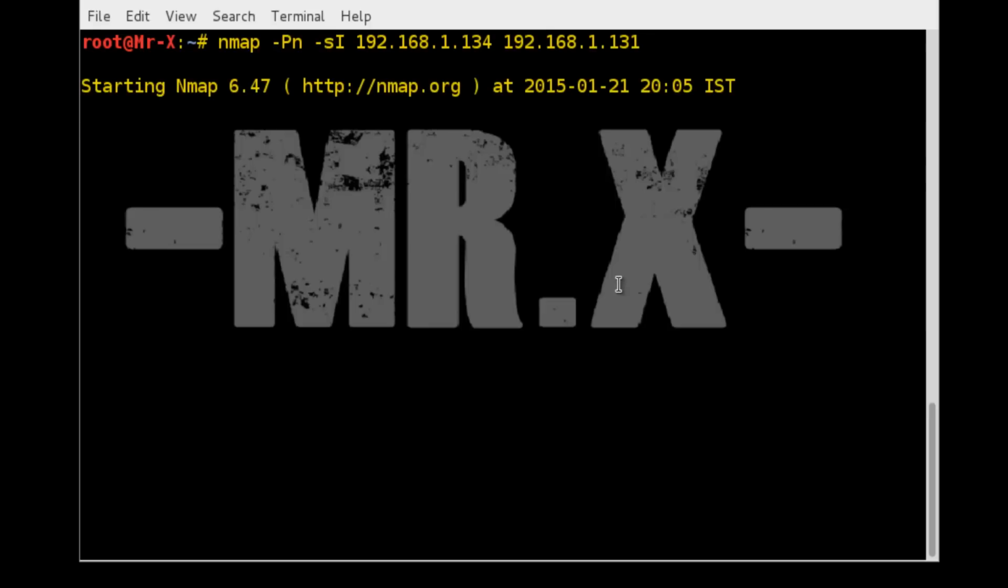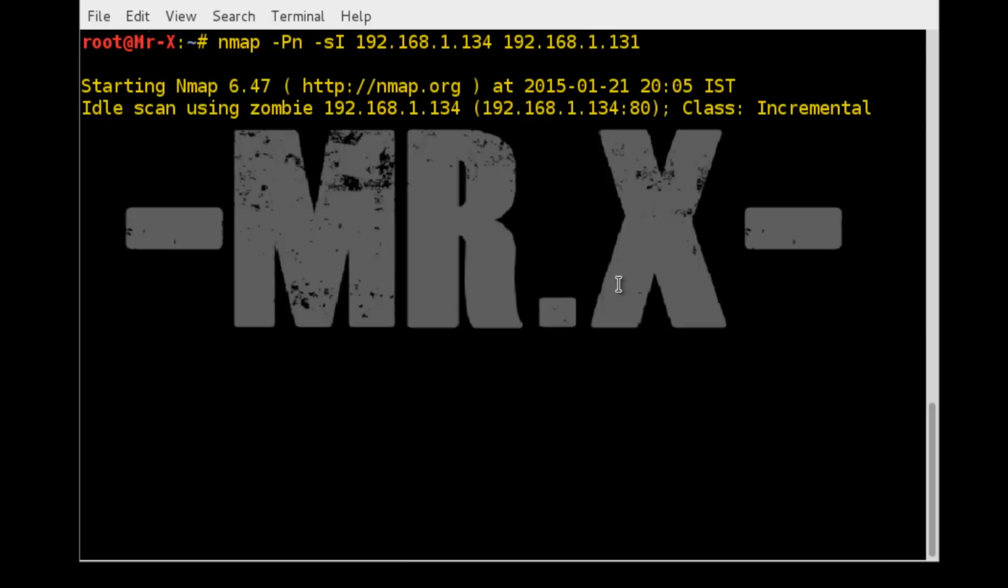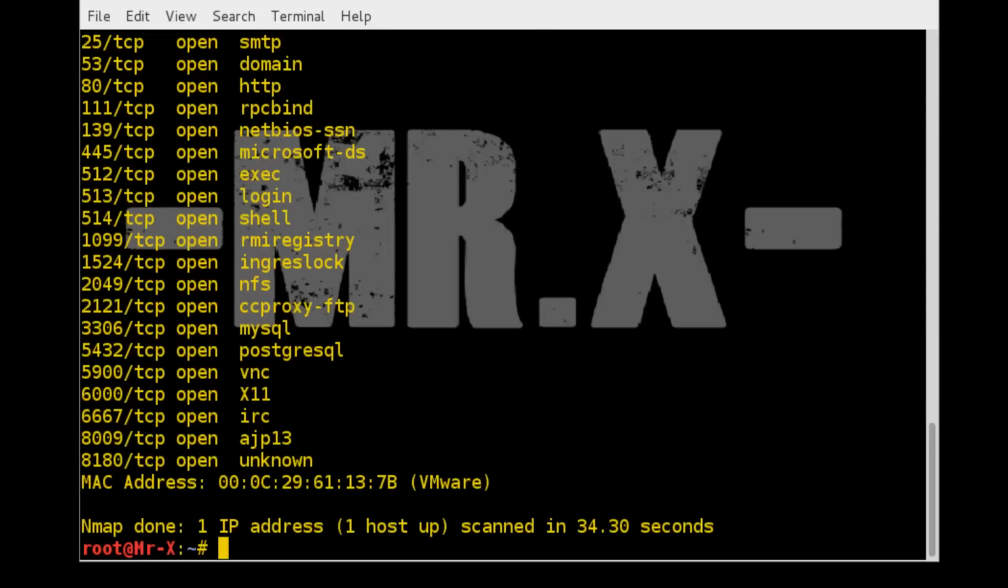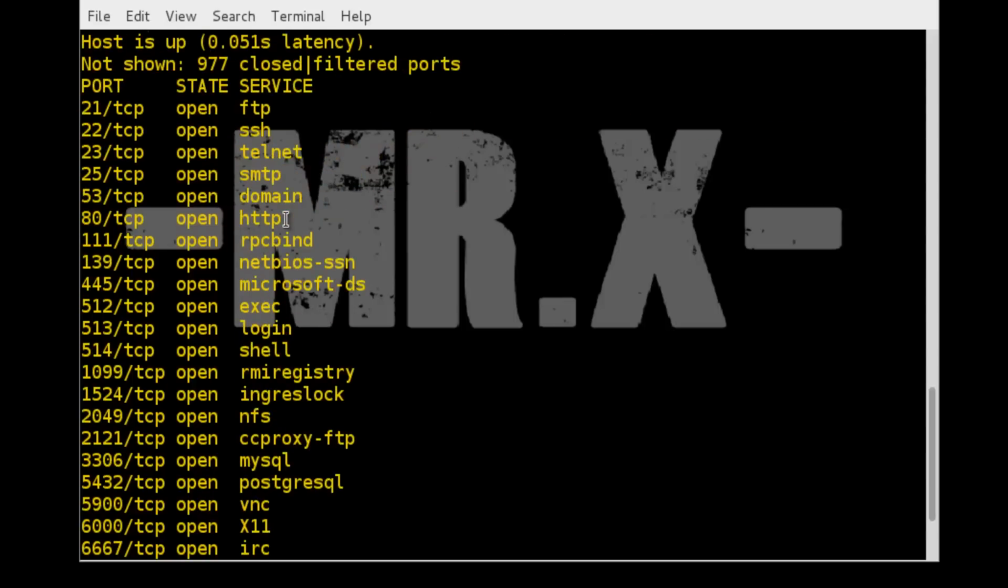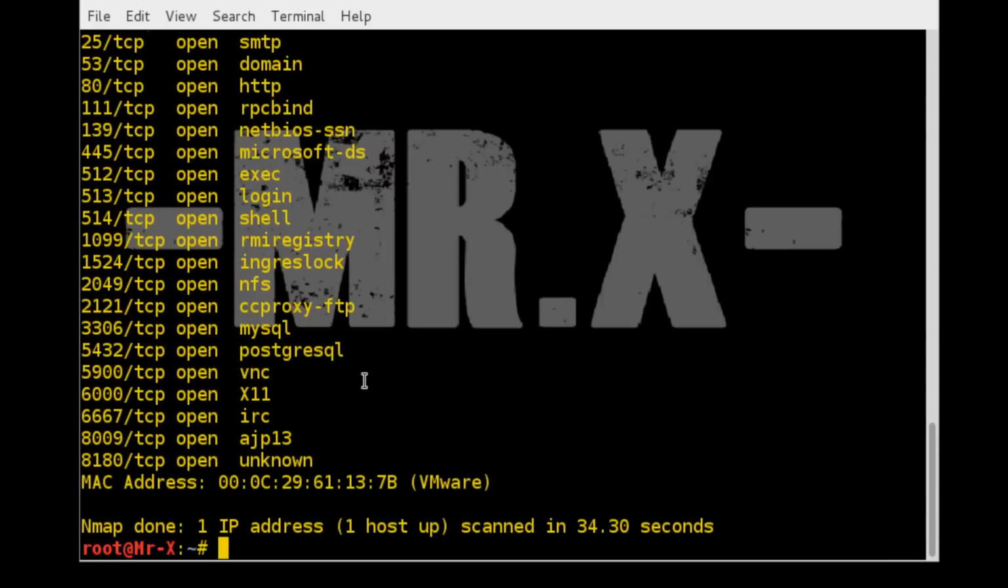So just press enter. Here -sI is used to run the idle scan. -Pn is necessary to state, otherwise packets would be sent to the target from the real address. 192.168.1.134 is the zombie IP, and 192.168.1.131 is our target IP address. And you can see here Idle scan using zombie 192.168.1.134, IP ID class incremental, and Nmap scan report for 192.168.1.131, and we get the result without directly interacting with our target.